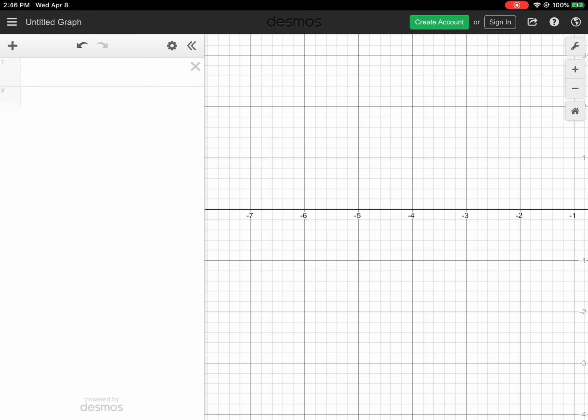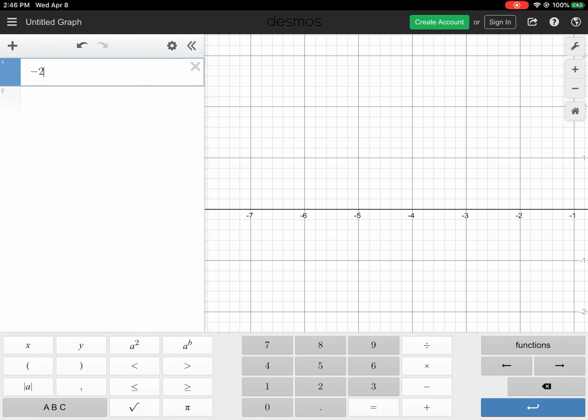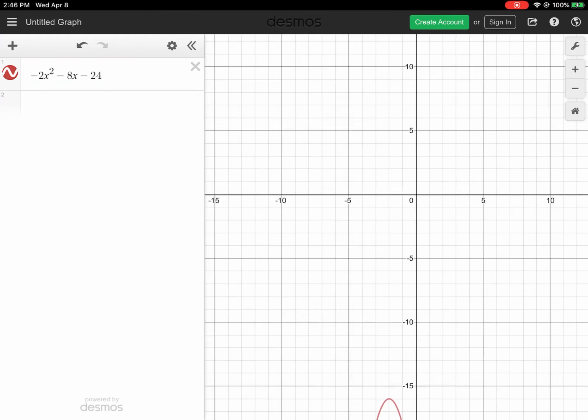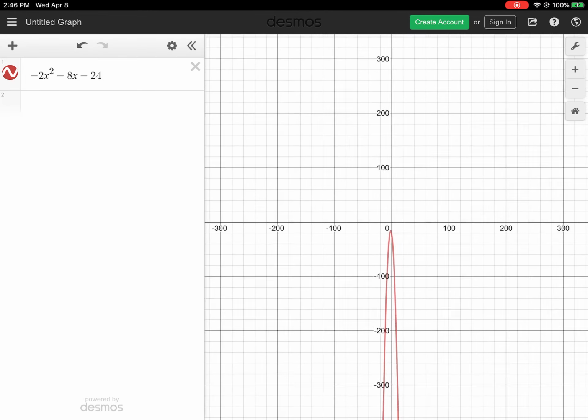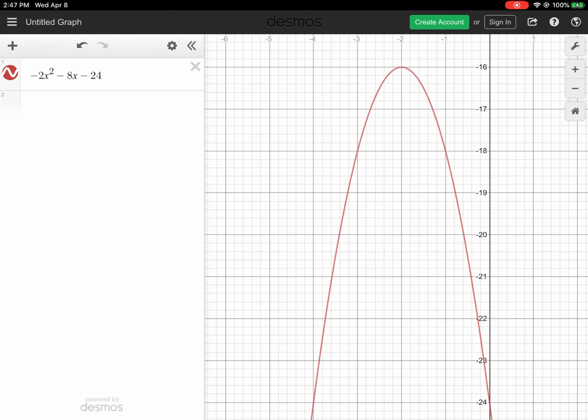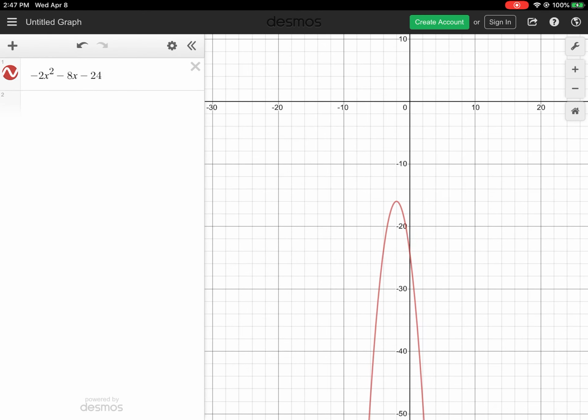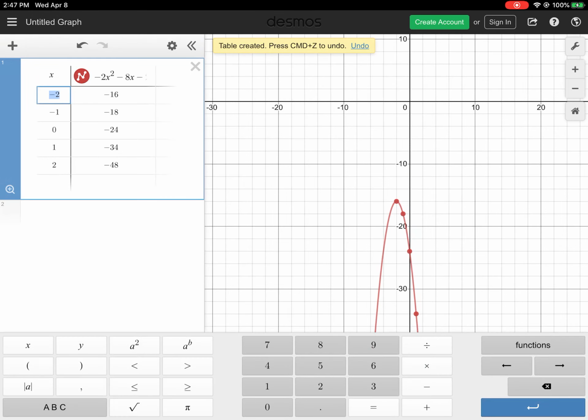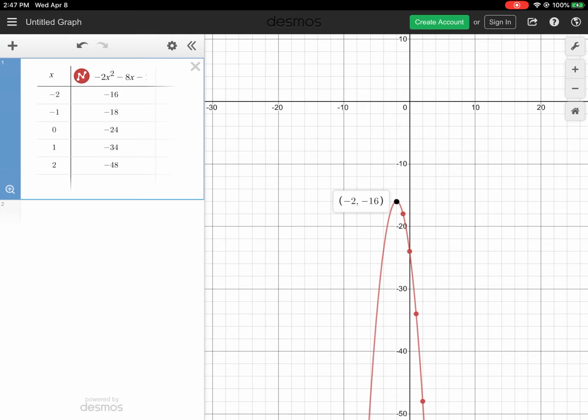You can graph these in Desmos as well if you want to look at negative 2x squared minus 8x plus 24. If I plug that in, I can easily find my graph over here. You can zoom in. In this case, I can get my points if you want to look at them by clicking on that little wheel and getting the table. They'll give you all of your points.